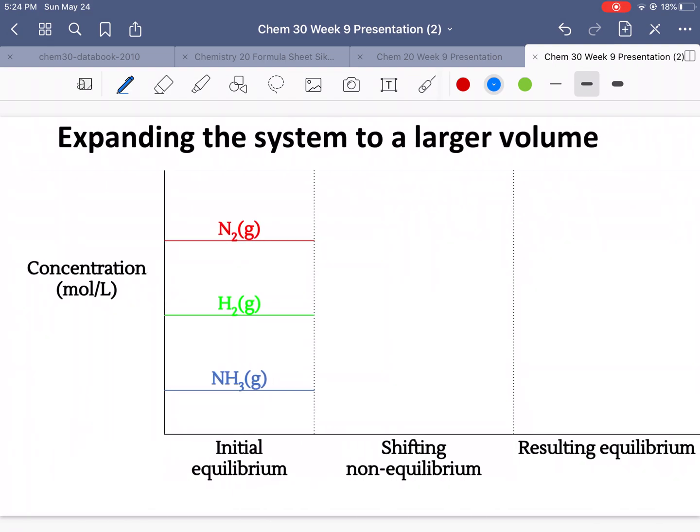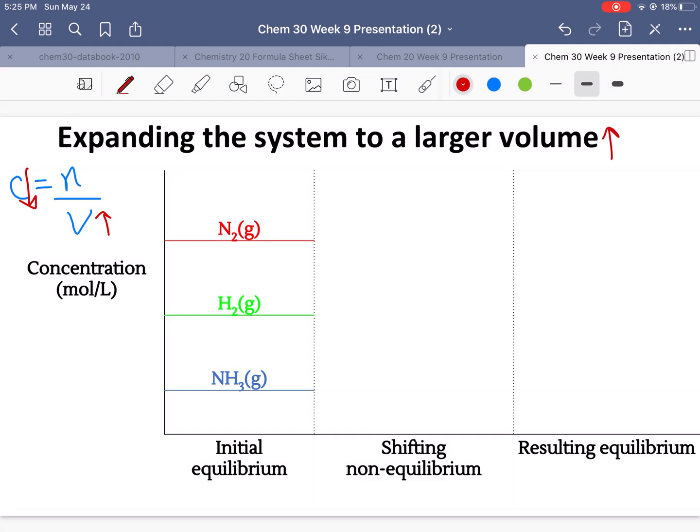Let's do another one. What if we expand the system to a larger volume? Well, similar type thought process. Concentration is equal to number of moles over volume. So if all of a sudden I increase volume, inverse relationship, concentration is going to go down, and it goes down for all 3. So keep that in mind.